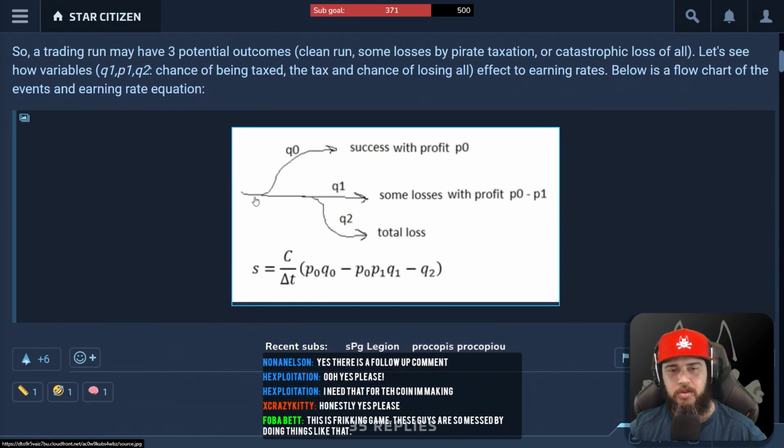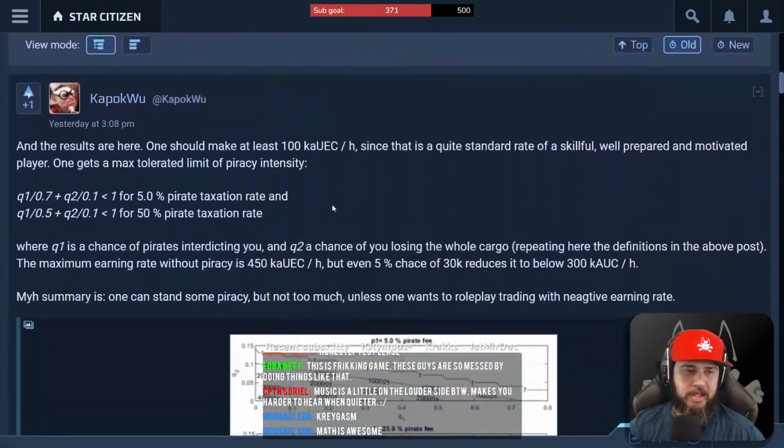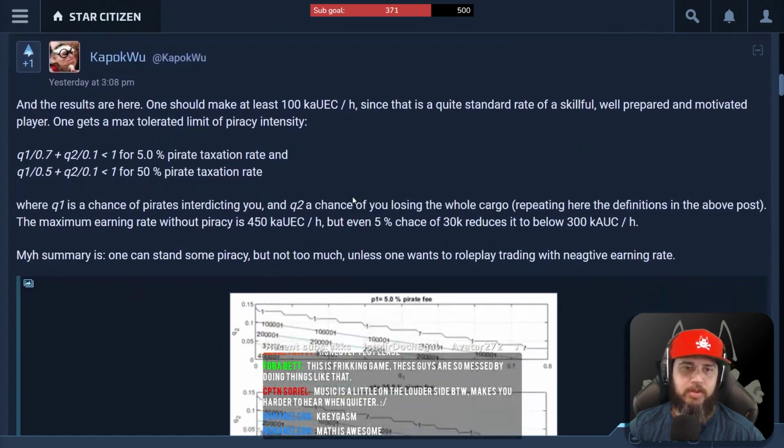Alright, so they started off here. Obviously, we've got a continuum line here that goes from left to right. And we've got different pathways that happen. So Q0, Q1, Q2. Success with profit, some losses, total loss. So Q1 is supposed to represent that the pirates extorted or ransomed you. Q2 would be that you lost everything, and Q0 is you managed to sell it all. Alright, we come down here, and they're finishing off. The results are here. One should make at least 100,000 alpha UEC per hour, since that is a quite standard rate of a skillful, well-prepared, and motivated player.